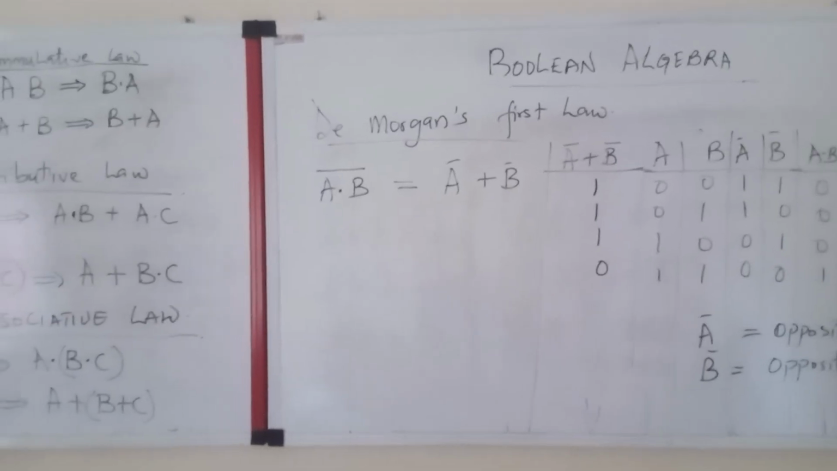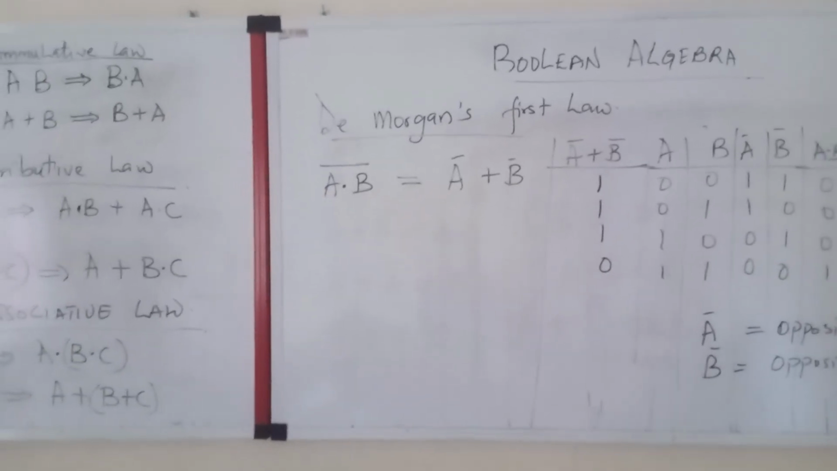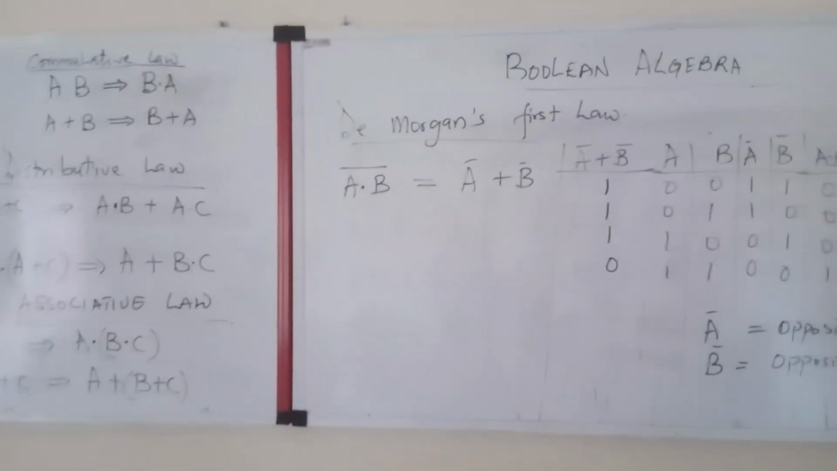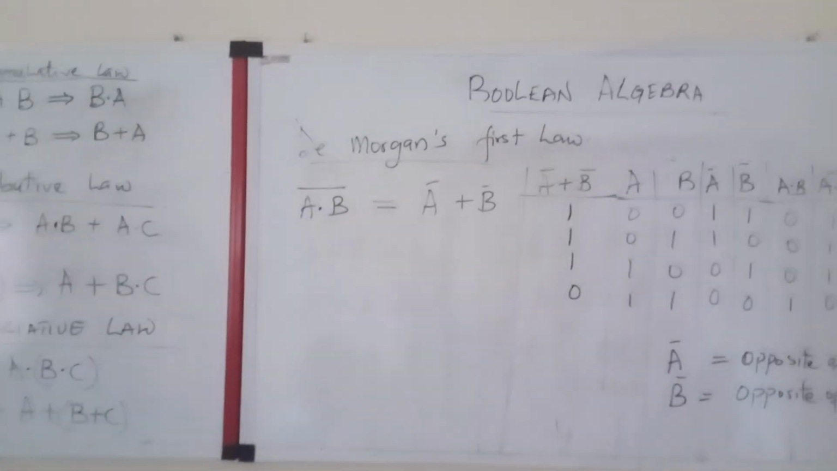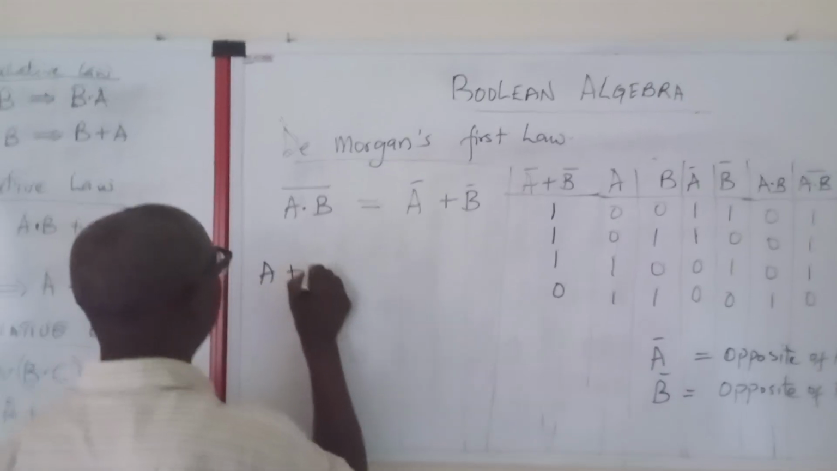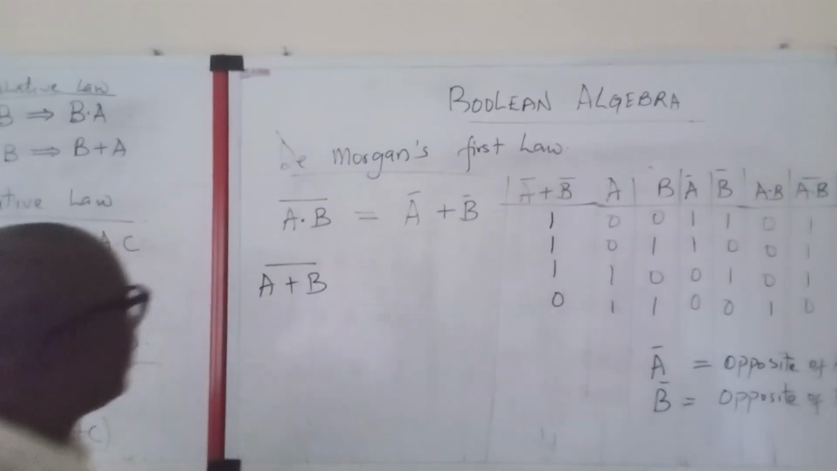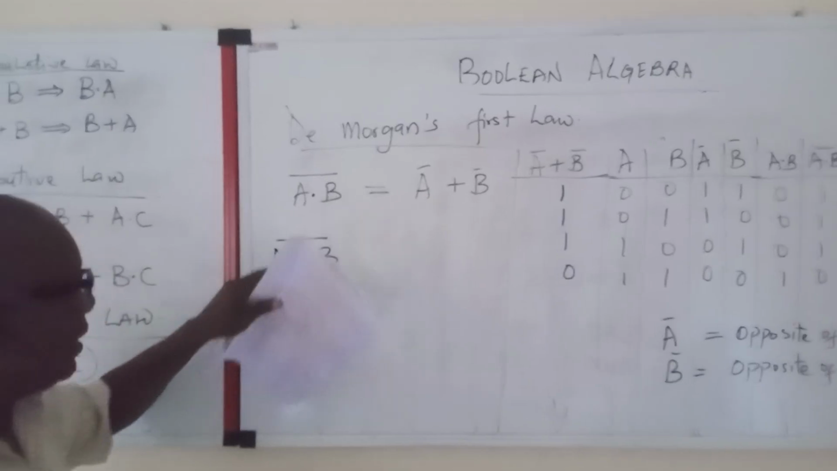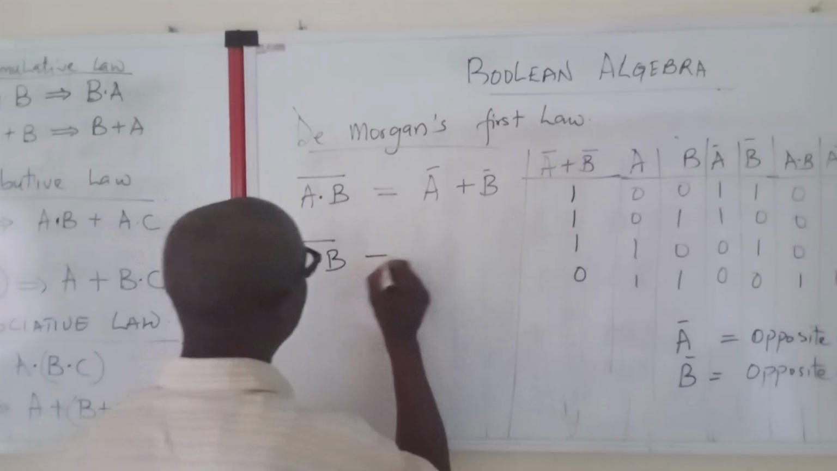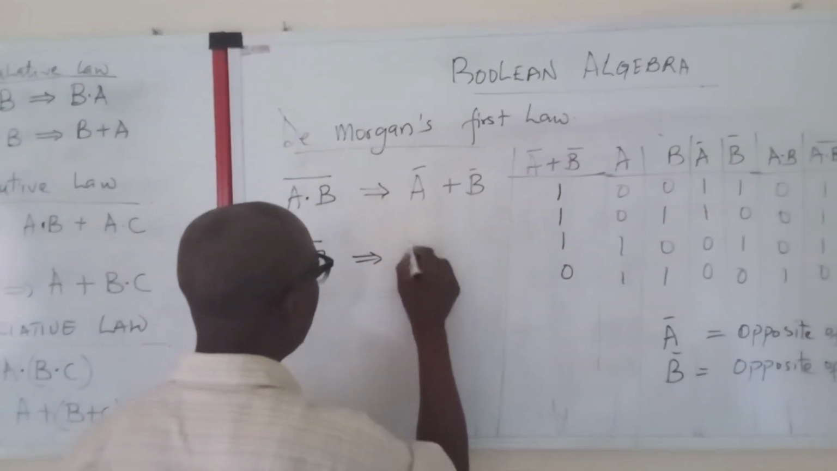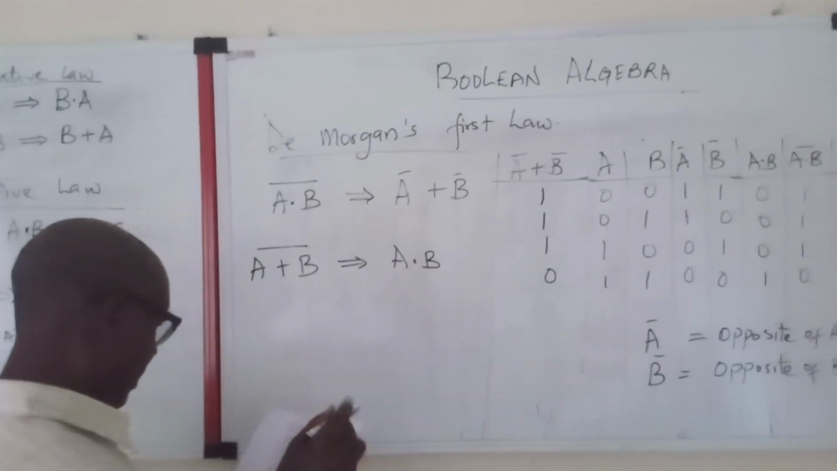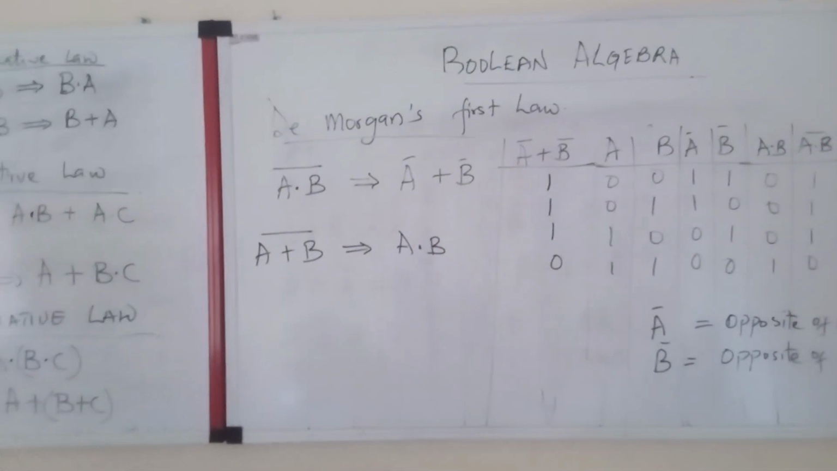We're going to go to De Morgan's second law. De Morgan's second law says that (A plus B) bar, that is to perform the OR operation and take the negation of it, is the same thing as A bar dot B bar.